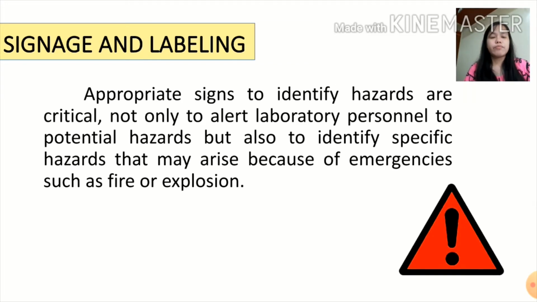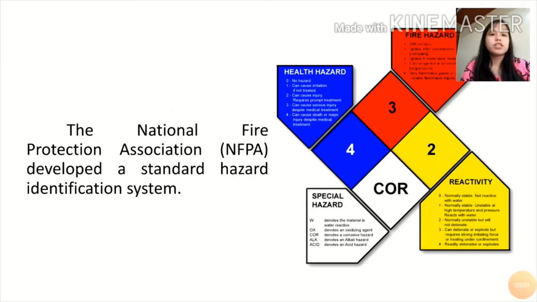Signage and labeling. Appropriate signs to identify hazards are critical, not only to alert laboratory personnel to potential hazards, but also to identify specific hazards that may arise because of emergencies such as a fire or explosion. The National Fire Protection Association developed a standard hazard identification system. At a glance, emergency personnel can access the health hazard, fire hazard, reactivity, and special hazards. Each quadrant shows the magnitude of severity from 0 to 4.